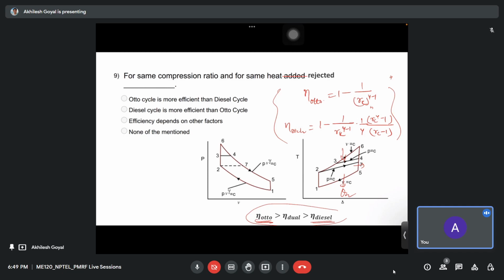So let's see the options. The Otto cycle is more efficient than the diesel cycle. Yes. The diesel cycle is more efficient than the Otto cycle. No. Efficiency depends on other factors. No. Efficiency depends on compression ratio, cutoff ratio, and the value of gamma only. Okay? So for the same compression ratio and the same heat rejection, the efficiency of the Otto cycle is always more than the efficiency of the diesel cycle. Okay. Now let's move to the next question.